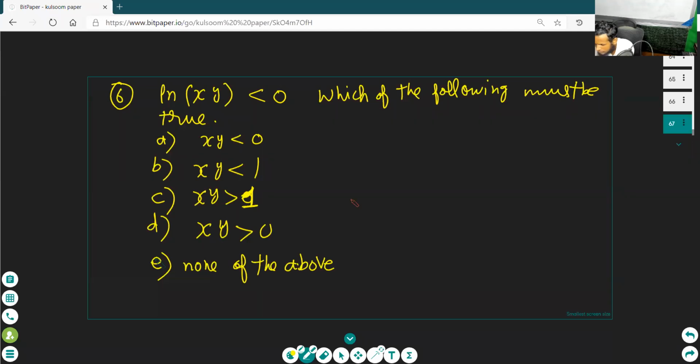But I think without even solving it will be D, because log functions are always positive. They cannot be equal to negative or 0. The log of a negative number does not exist, so it cannot be less than 0. No, you are wrong. You say this log function is always positive. It is wrong.